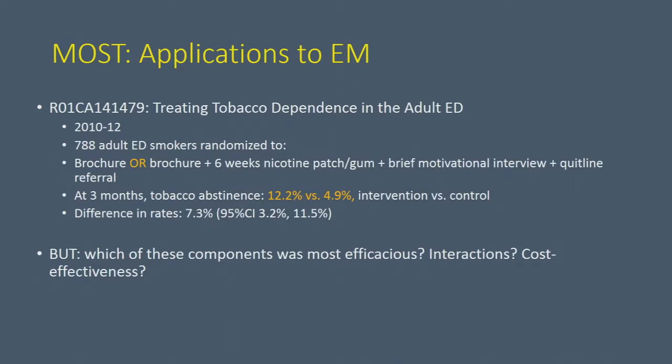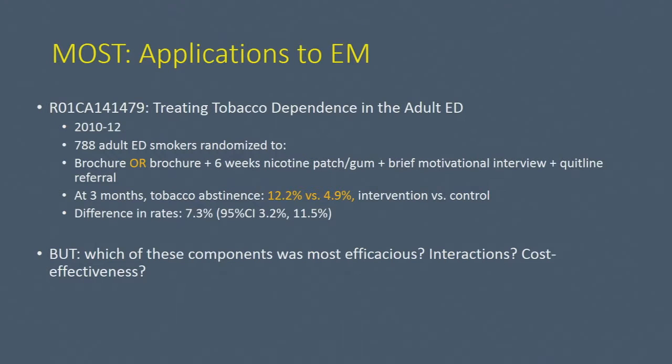So this is how I used it. I published a clinical trial in 2015. Sorry, I forgot to add the reference. This was in Annals of EM in 2015. I did a clinical trial of a multi-component intervention in our ED at Yale to treat adult tobacco smokers. We enrolled 788 people, and the control arm received the typical smoking cessation brochure.